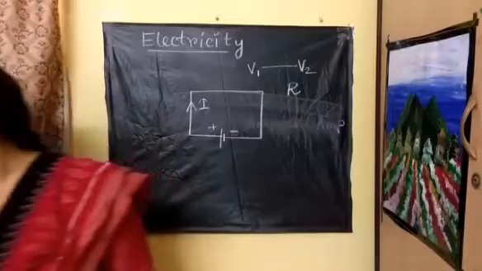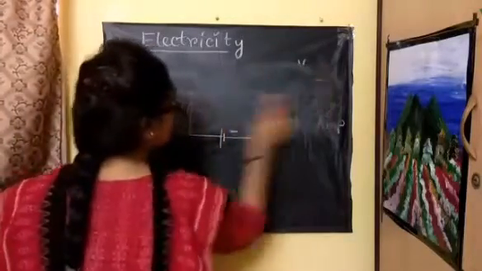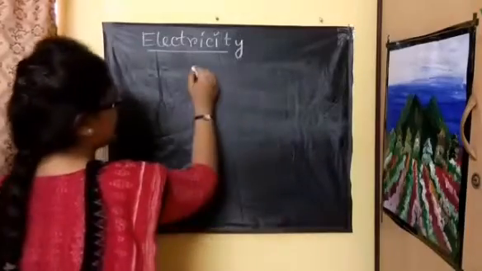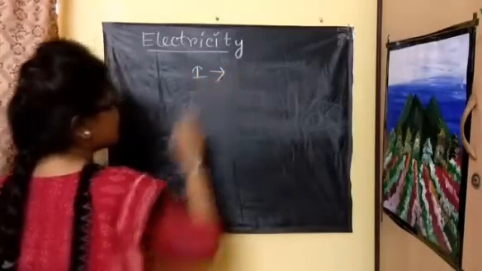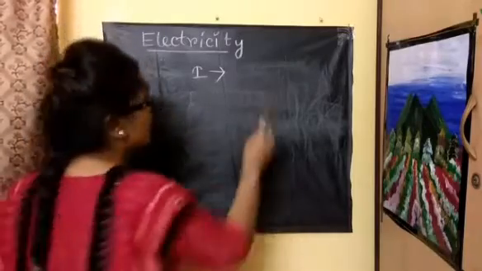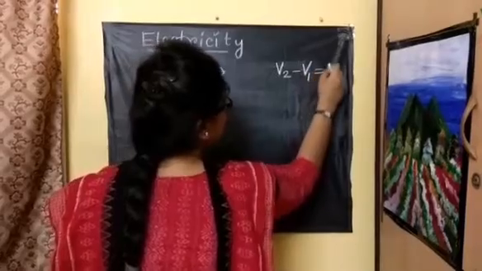Okay. So from that factor, the scientist Ohm, when he did the experiments, got an idea that when current flows through a circuit, it directly depends on the potential difference V2 minus V1, or simply V.